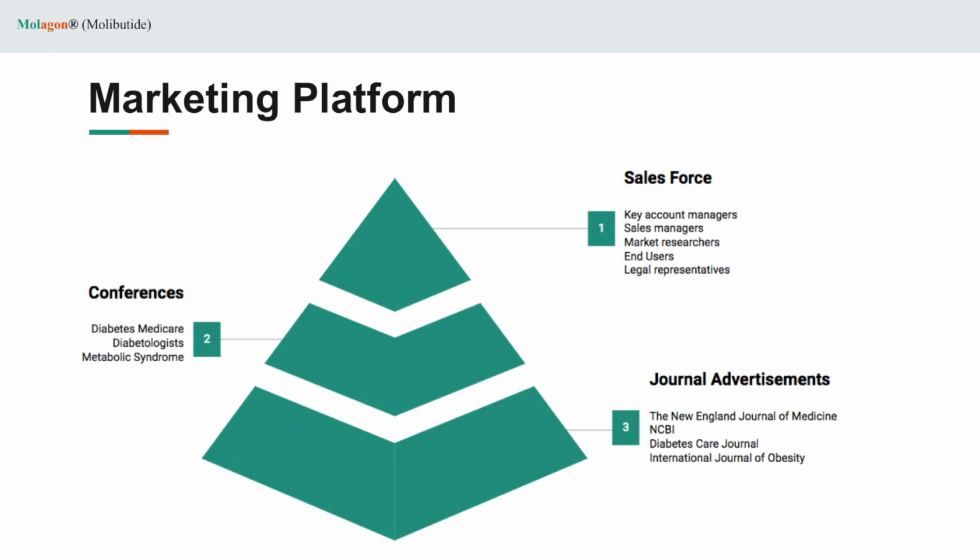Our marketing platform for Malagon is 3-tiered. At the top tier, we have our sales force, which includes key account managers, sales managers, market researchers, end users, and legal representatives. In the middle tier, we have conferences, specifically focused on type 2 diabetes. Our sales force will partake in these conferences to exhibit Malagon to healthcare professionals. Lastly, on the bottom tier, we have journal advertisements. We will publish scientific articles that highlight the advantages of Malagon for type 2 diabetes patients in prestigious, well-respected medical scientific journals such as the New England Journal of Medicine, NCBI, Diabetes Care Journal, and the International Journal of Obesity.